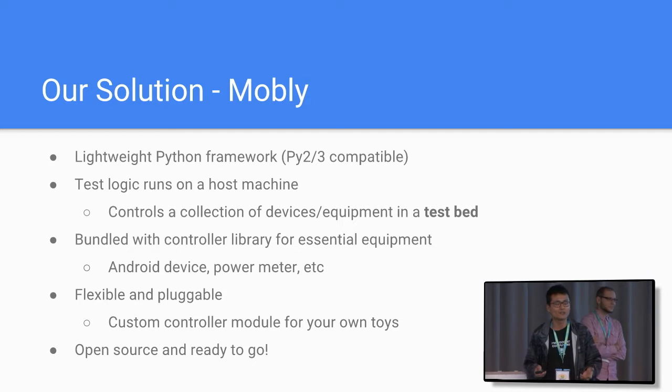And then we bundle it with some essential libraries that you can use right off the shelf. Obviously, being out of Android, we do Android devices very well, as we'll demonstrate later. We also have some RF components like attenuator and Monsoon. We'll open this code up in phases. And we also make it very flexible and pluggable.